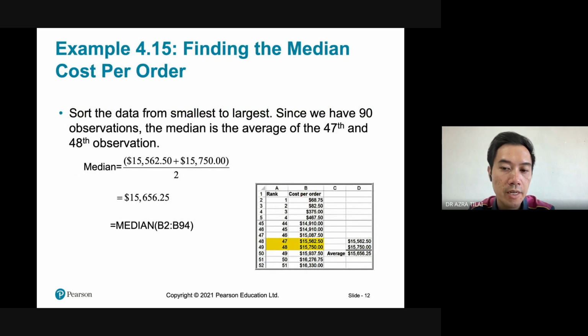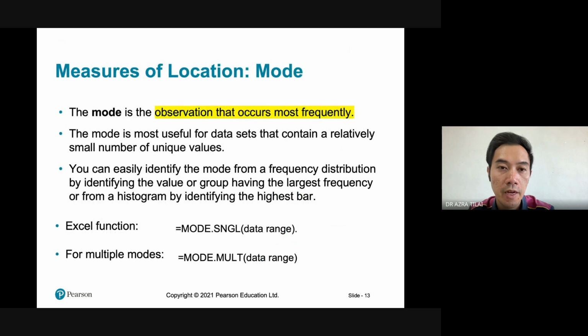Here we have an example. We need to find the midpoint, the middle number for a data set. That means you have to divide it by 2, then you find the median. So mean is the average, median is the midpoint of the data set, the middle value. And after mean and median, we have mode.